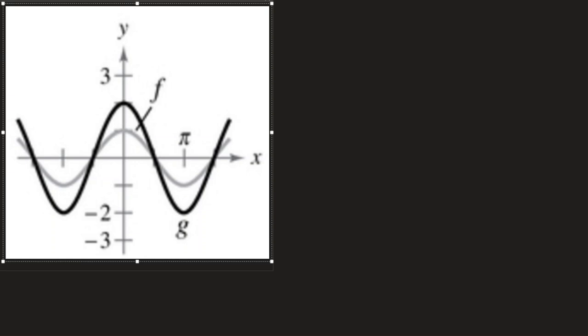Okay, given this graph, we should be able to look at it and compare and say what's different from F to G. So it looks like F is the bolded one, and G is the lighter one in the background. Or I'm sorry, I got that backwards. F is the lighter one, which I marked in red, and let's do it this way. G is the bolded one.